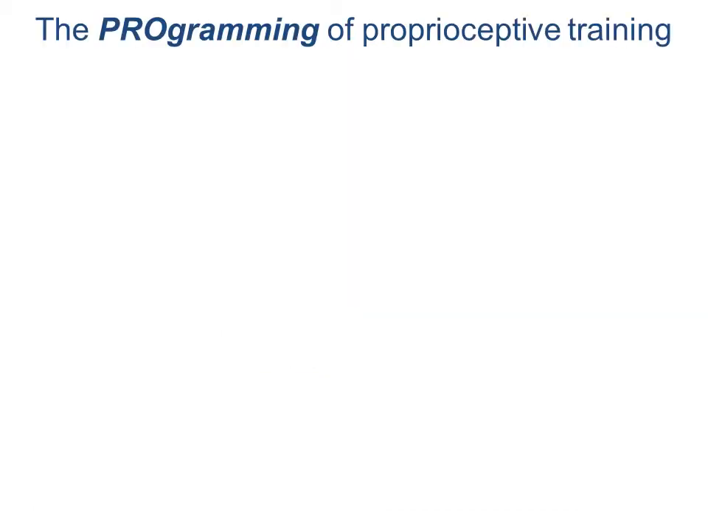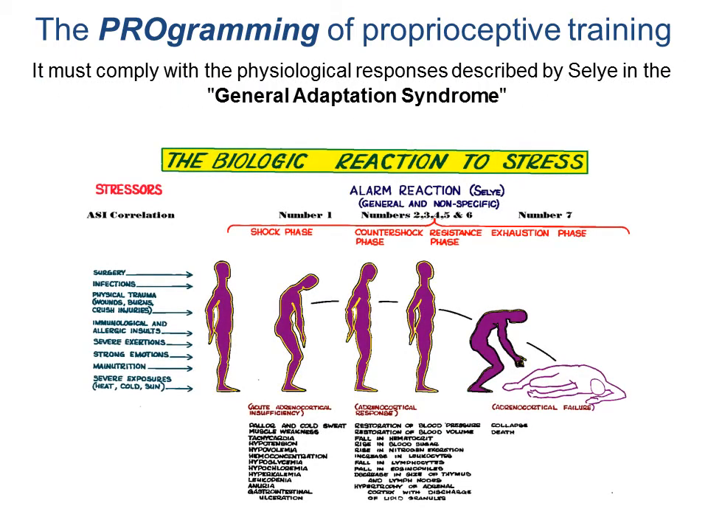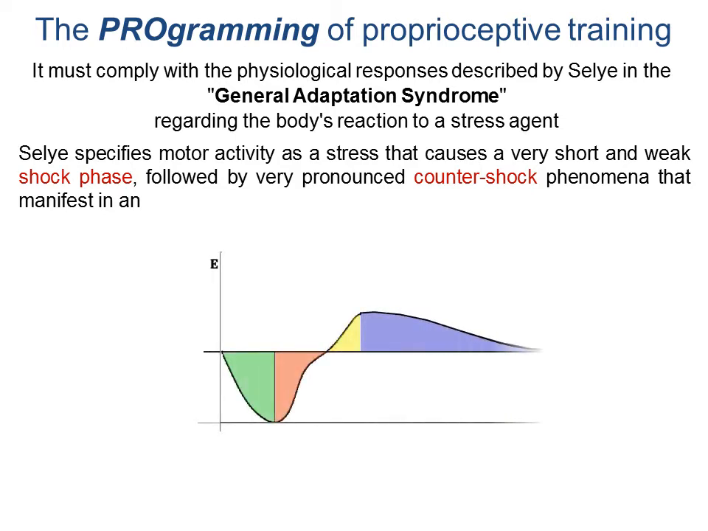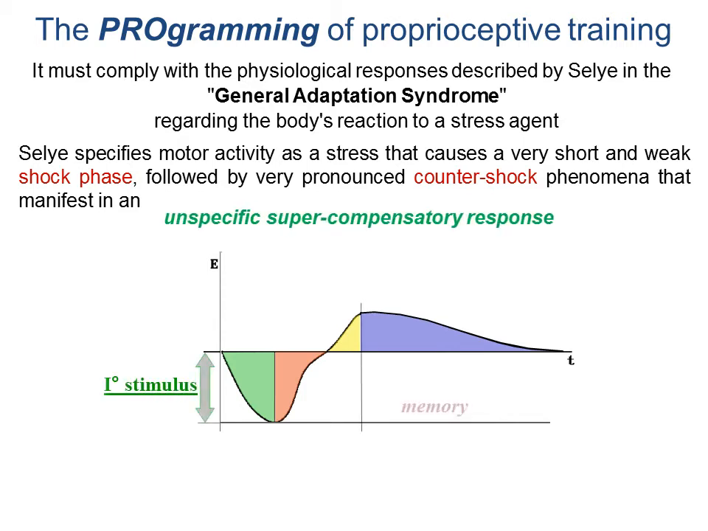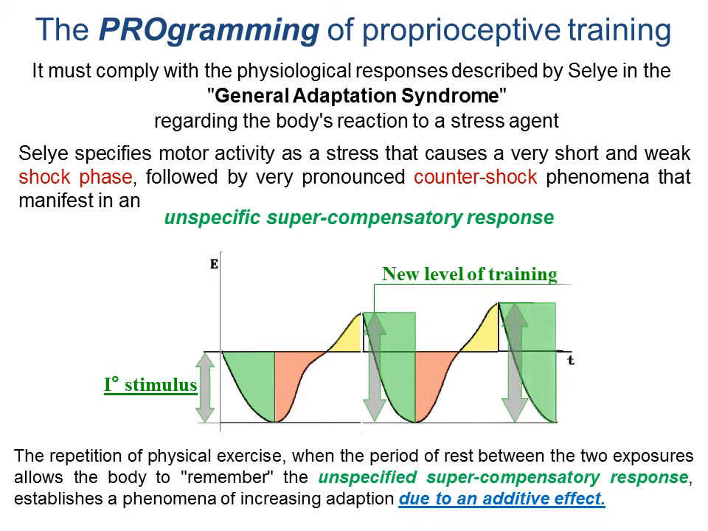The programming of proprioceptive training. It must comply with the physiological responses described by Seeley in the General Adaptation Syndrome regarding the body's reaction to a stress agent. Seeley specifies motor activity as a stress that causes a very short and weak shock phase, followed by very pronounced counter-shock phenomena that manifest in an unspecified supercompensatory response. The repetition of physical exercise, when the period of rest between the two exposures allows the body to remember the unspecified supercompensatory response, establishes a phenomena of increasing adaptation due to an additive effect.